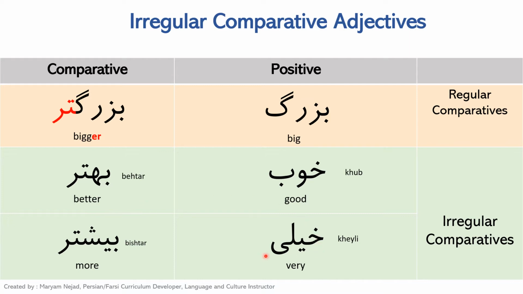And also for خیلی, which means very, we do not add tar to it, but rather there's an irregular version of it, بیشتر. One more time. خوب, بهتر, خیلی, بیشتر, which you just need to memorize. And also we do not write it separately. We always write it together. So this is wrong. The same with بیشتر too. بیشتر also we do not write it separately.